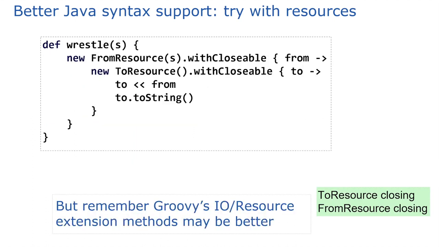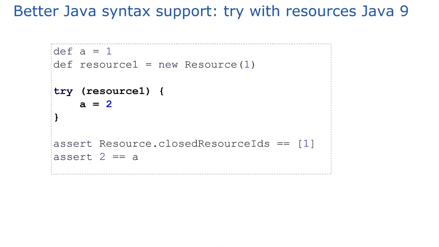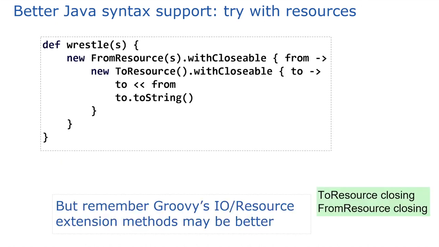There's a new Java 9 version as well, where you can have the resource declared ahead of the try clause, and all of those different things are supported. But just remember, Groovy's probably got nicer ways. So with closable there, for instance, is one of the things that Groovy supports in its GDK. Often that'll be a nicer way to do things than using the try with resources anyway, but if you want to use that syntax, and it's certainly handy sometimes, then it's now supported.